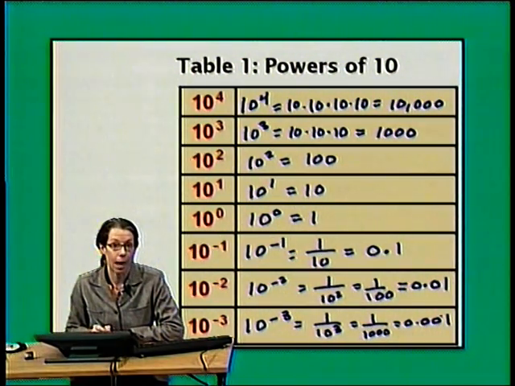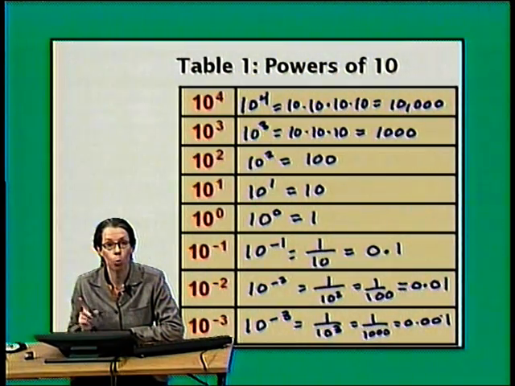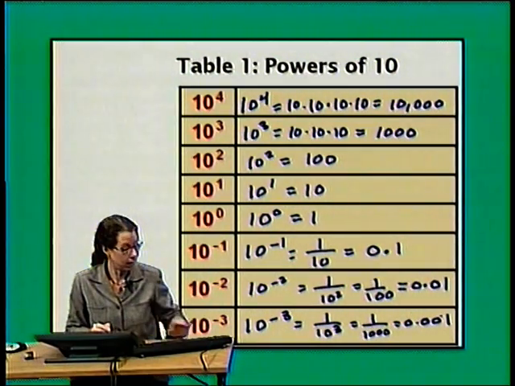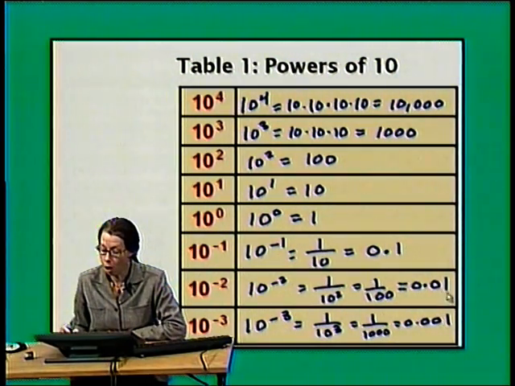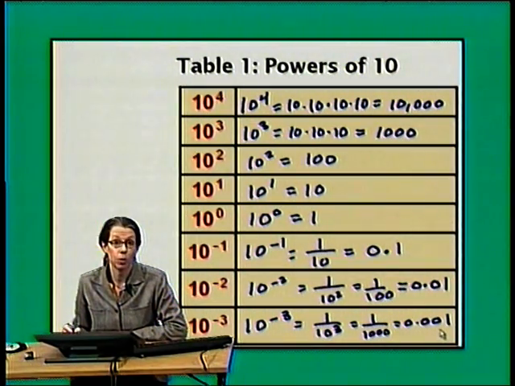So let's look at what's happening here. We have 10 to the negative 1. Our 1 is 1 unit to the right of the decimal point. When we have 10 to the negative 2, our 1 is 2 units to the right of the decimal point. We see the same pattern with 10 to the negative 3. What we're seeing here is a relationship between powers of 10 and place value.